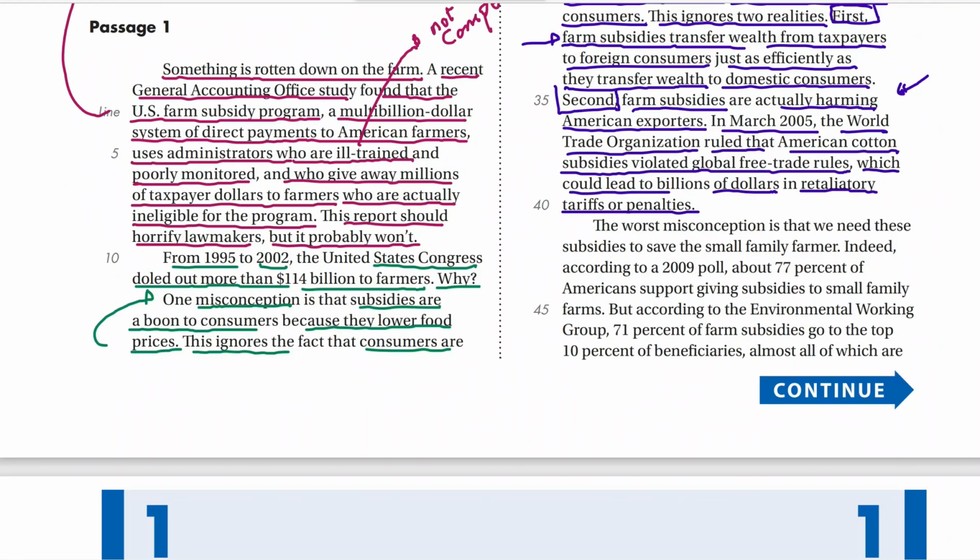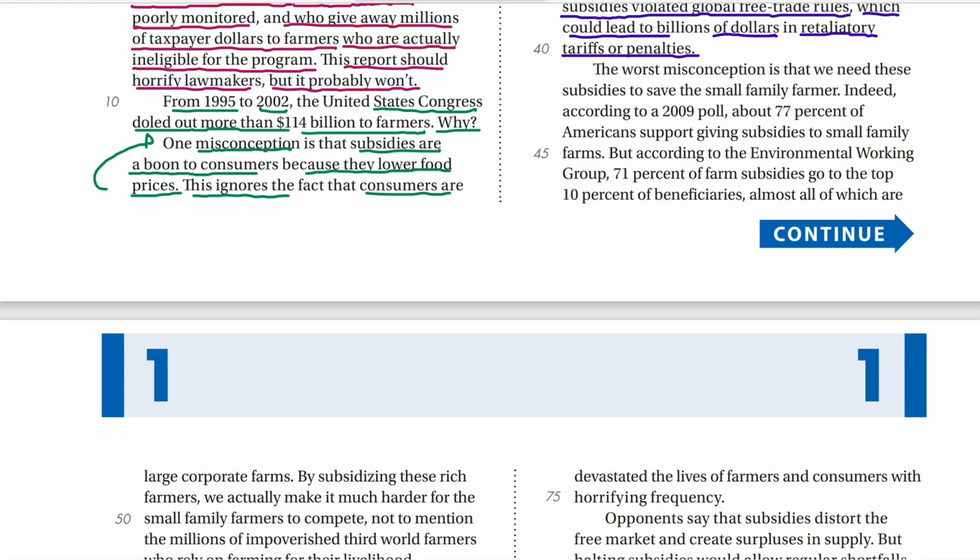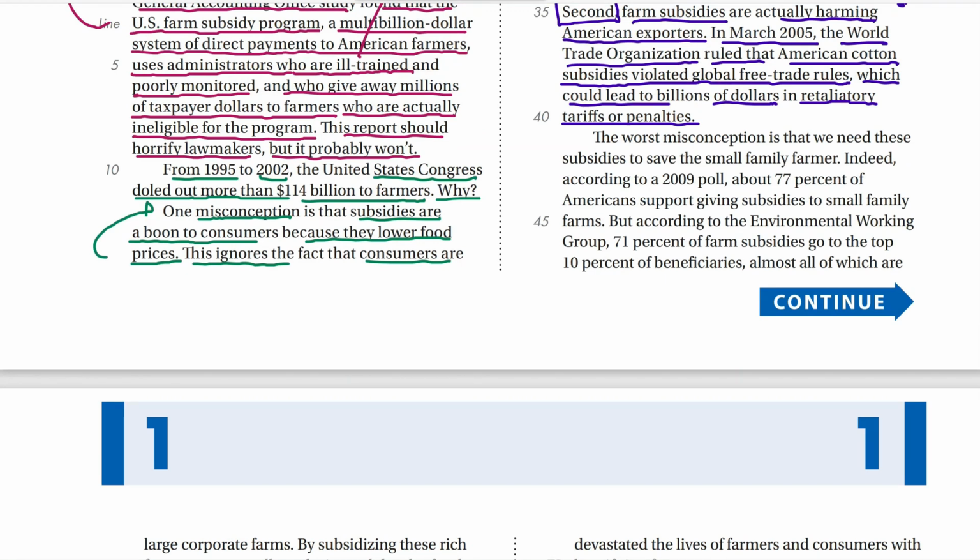The last paragraph, or the one before it, is the worst misconception, the worst thing about the subject. The worst misconception, the worst misunderstanding, is that we need these subsidies to save the small family farmer. And that's a misconception. What does it mean that it's a misconception? It means that's not true. Again, when I say the worst misconception, it means that's not true, that we need these subsidies to save the small family farmer.